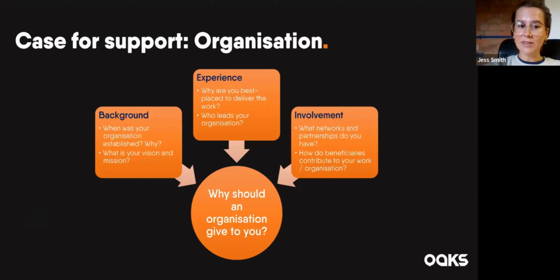You want to talk about your experience: what projects you've delivered, the success of these, and the changes you've made. You can use case studies from previous programs and projects to help you build this up. These are all really important and can be replicated for every application that you do. You want to talk about who leads your organization, so the trustees, the staff, and the volunteers who make up your projects and programs. They're integral to your organization. And then you want to talk about the involvement of your organization: what networks and partnerships you have, whether you do community work, what members you have of the community, and who you work with throughout the community itself.